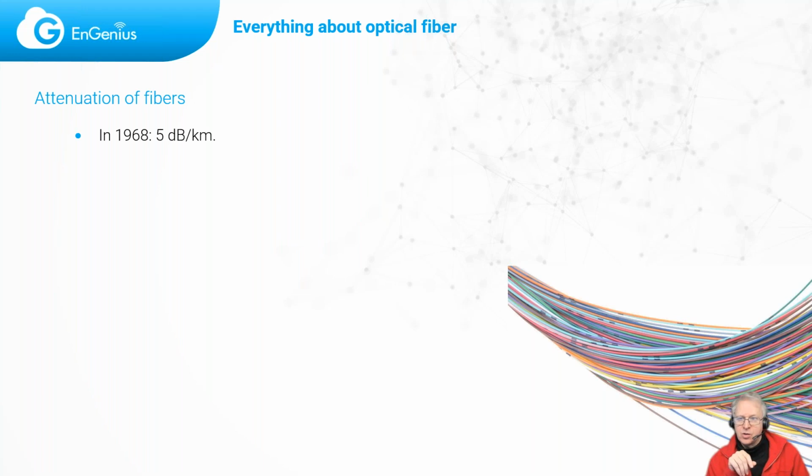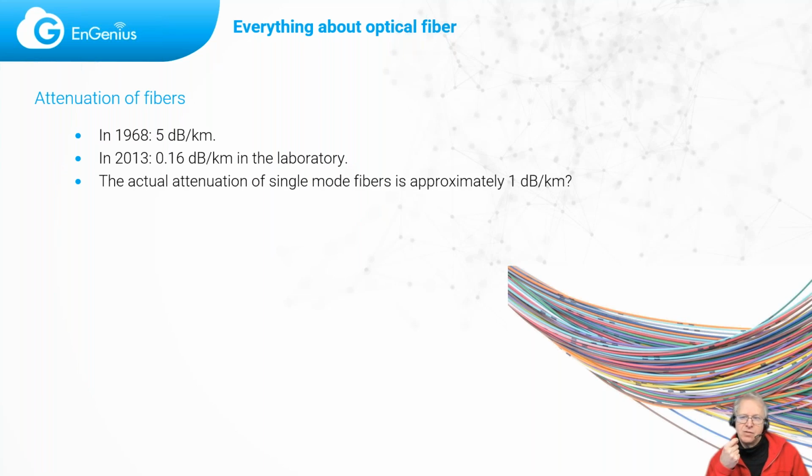So, attenuation of fibers. In 1968, we had 5 dB per kilometer, and so this was impacting our range. In 2013, it was only 1/16 dB per kilometer, at least in the laboratories. And the actual attenuation for what we're rolling out now is about 1 dB per kilometer.